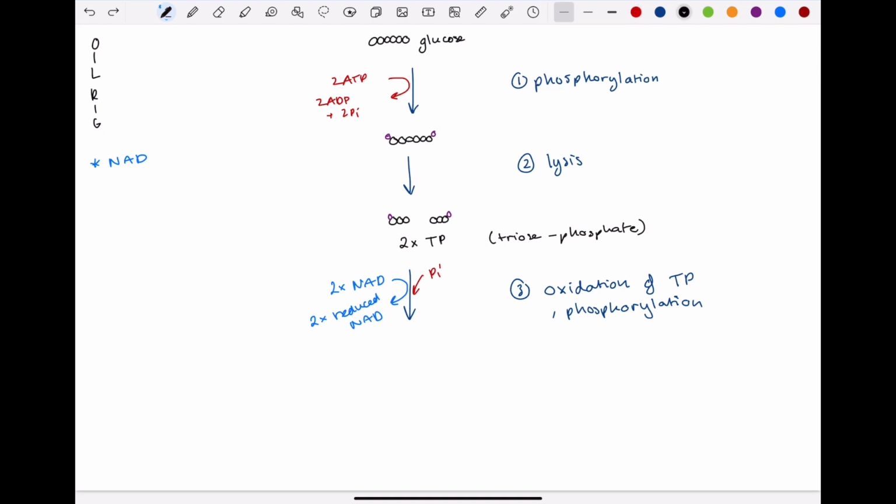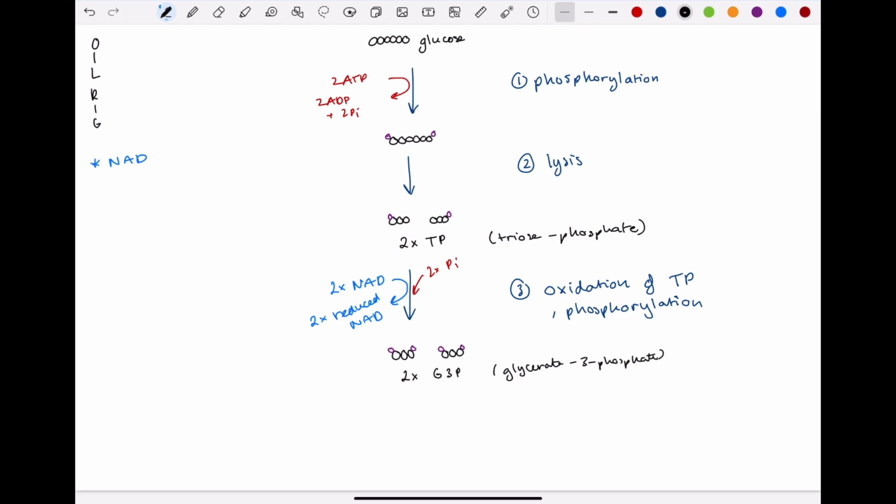Now let's draw what we have ended up with after oxidation and phosphorylation. We again have 2 molecules, 3 carbons each, but then these molecules have another phosphate group each. So actually we're going to need 2 phosphate groups. And this molecule is called G3P, which stands for glycerate 3-phosphate.